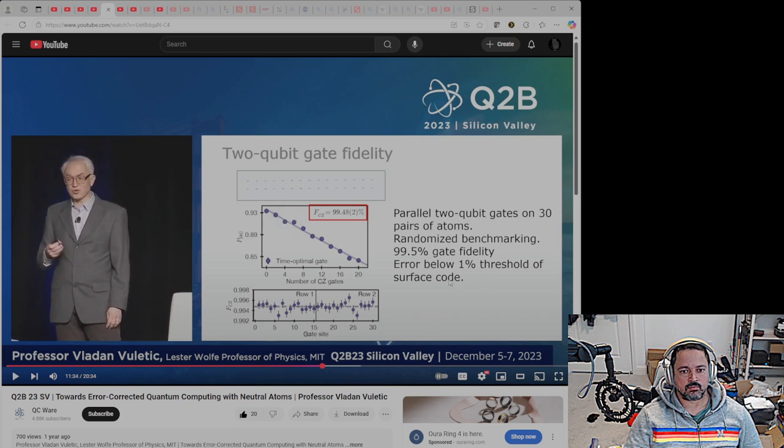Okay, there's a few different gates that you can perform, so I'm not sure which specific gate they're doing, or if this is the worst gate or an average over the gates.